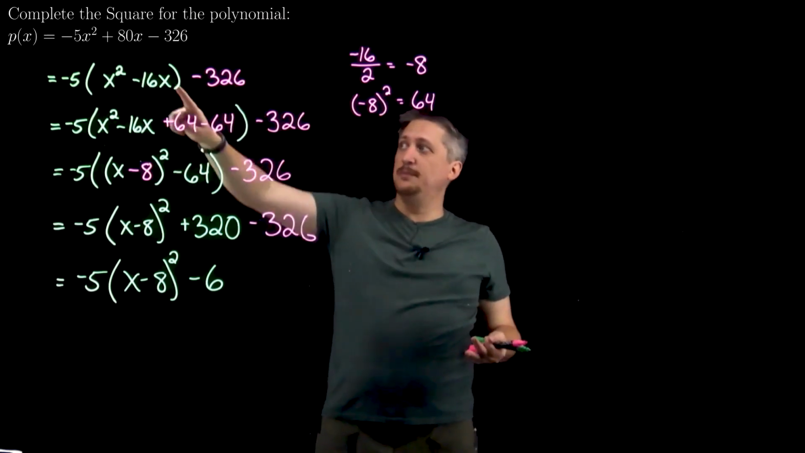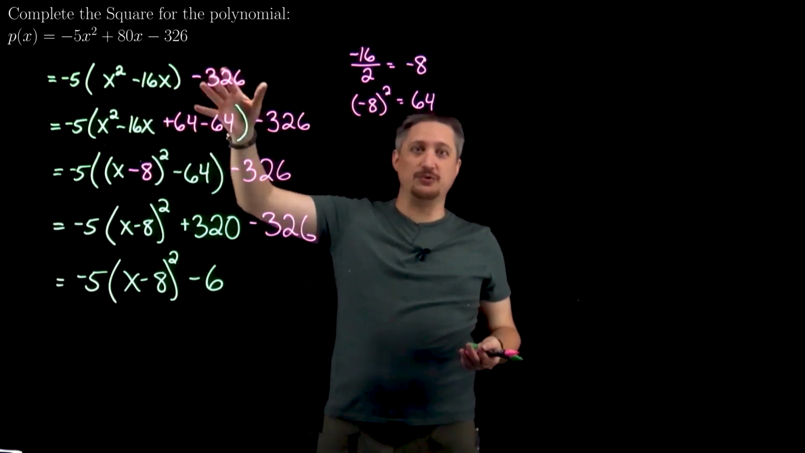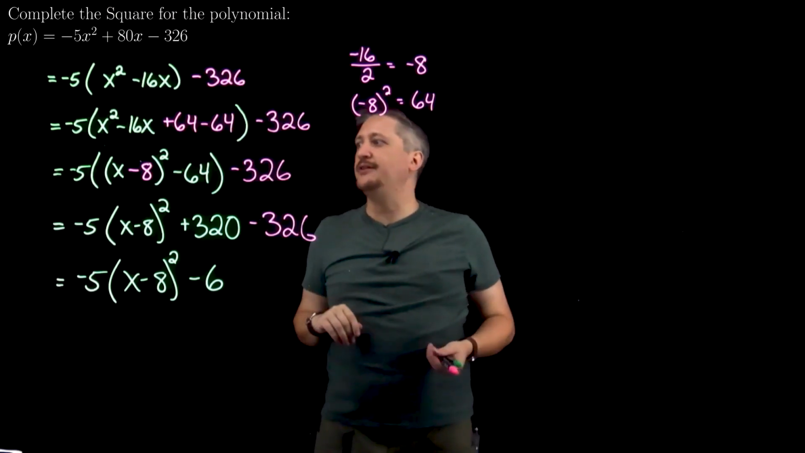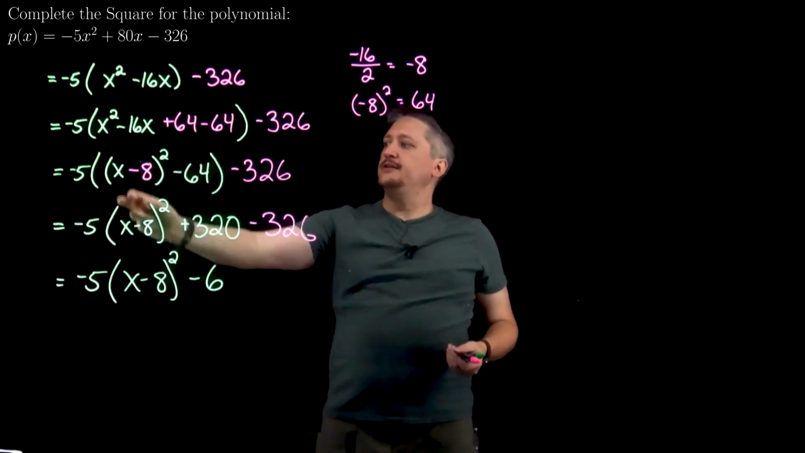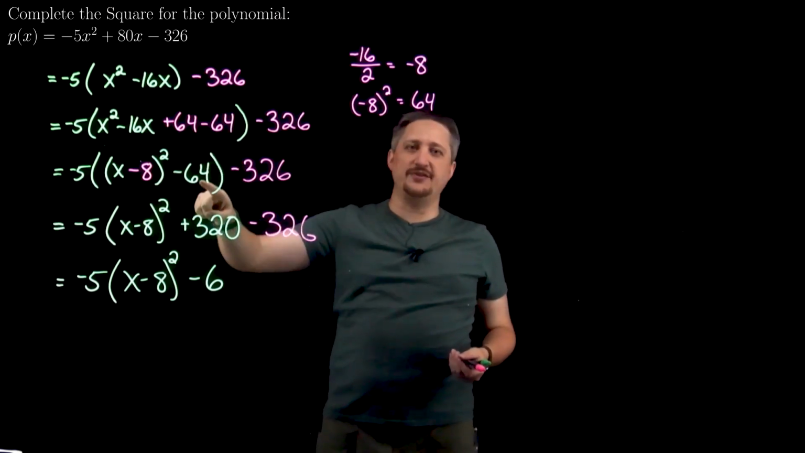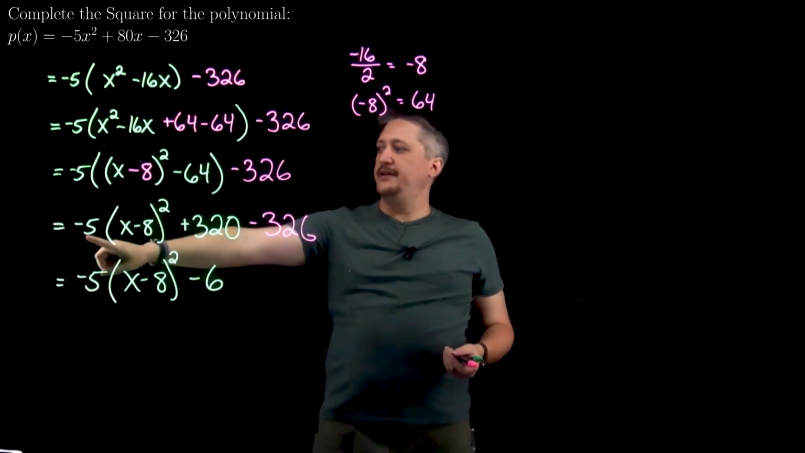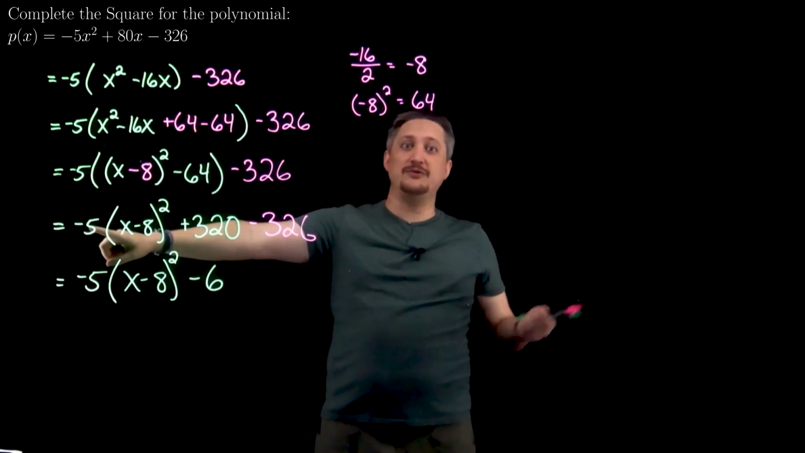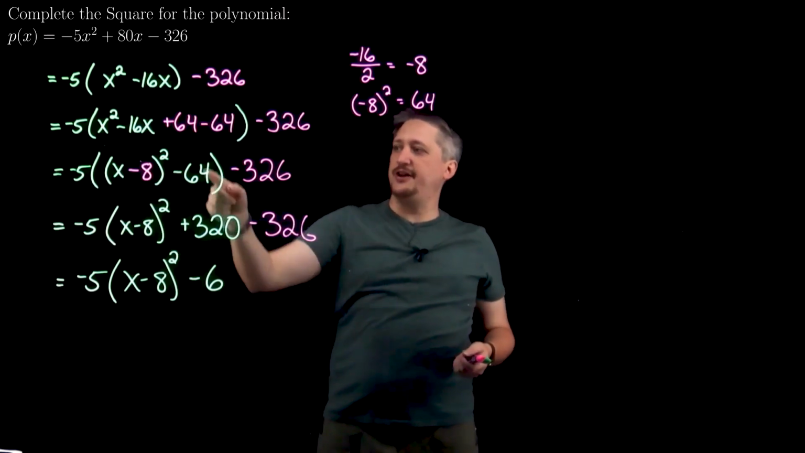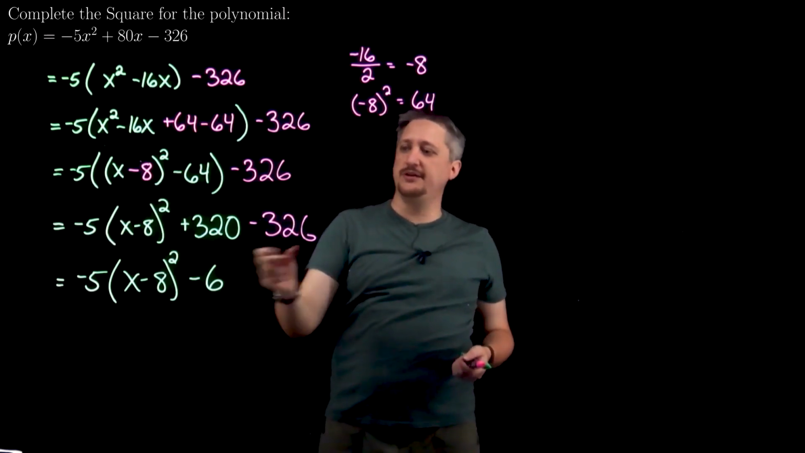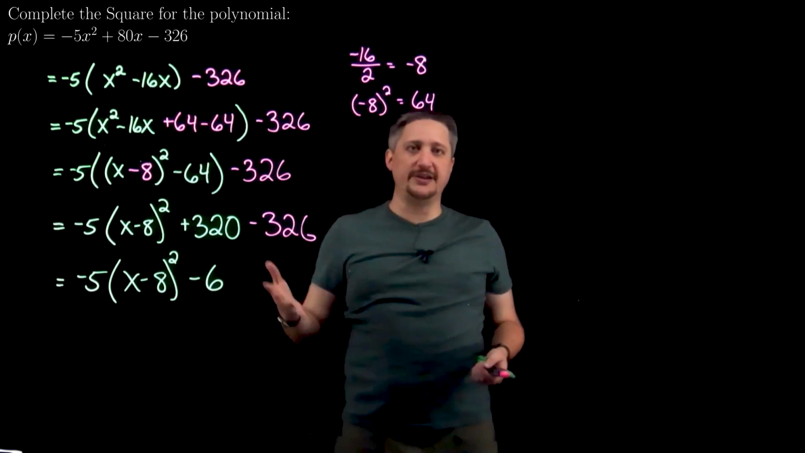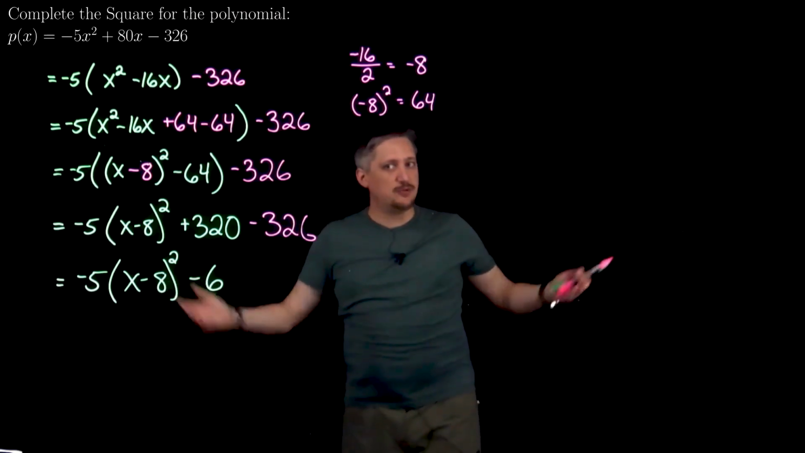It tags along, but I don't have to factor out the -5 and get a gross fraction and carry it along. I can just leave it outside until I'm done. Those three, right, combine down to this (x minus 8) squared, leaving me with just the negative 64 left over. Then I expand out, right? I distribute the negative 5, so I get negative 5 times that first term, negative 5 times the second term, which gets me positive 320. Negative 326 is still tagging along. Put those two together to get that minus 6, and we're done.